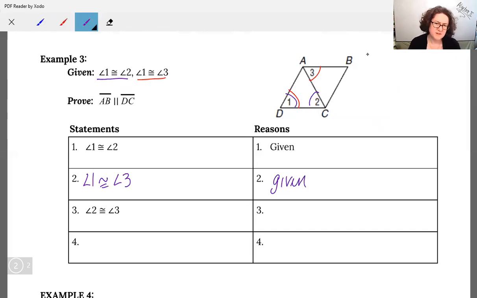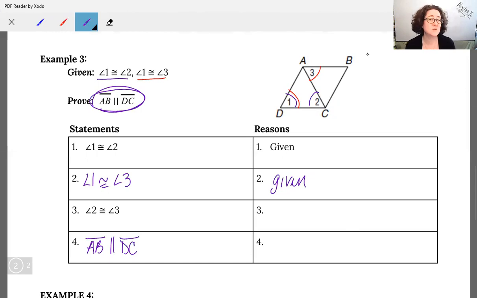Before I really figure out what's going on in my proof, I know eventually if I'm trying to prove that AB is parallel to DC, that should be my very last statement. So I can go ahead and fill that in just so I know where I'm going with this proof. So line AB is parallel to DC, and wait a second, we now only have 2 things we really need to fill in on this proof. Let's think about this. We have angle 1 congruent to angle 2. We have angle 1 also congruent to angle 3.